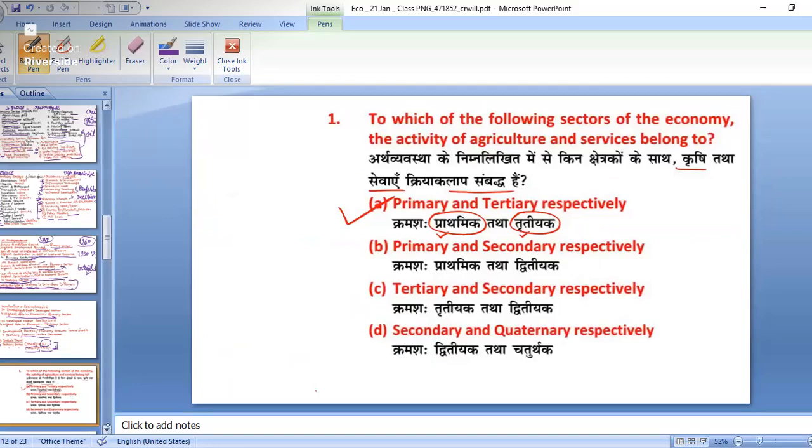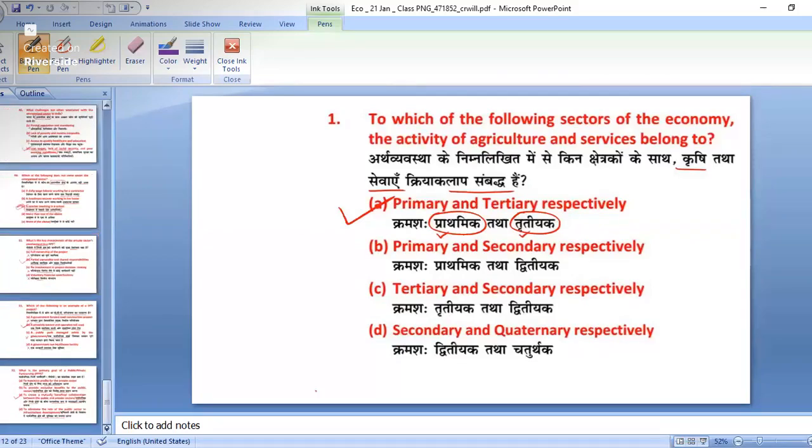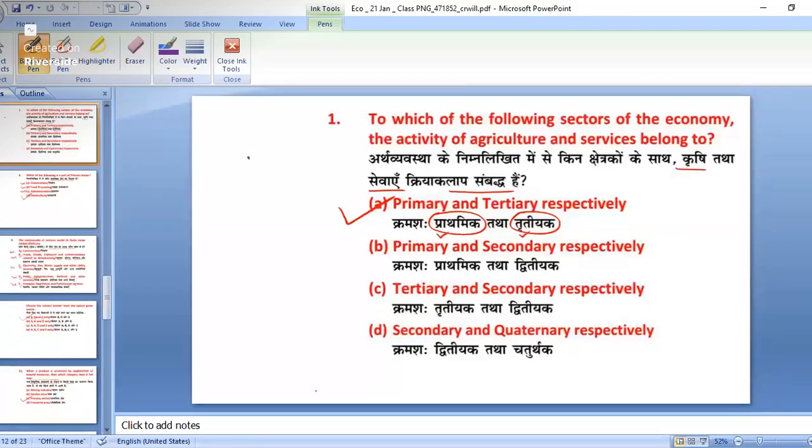Now we will see a few questions. To which of the following sectors of the economy do the activities of agriculture and services belong? Agriculture belongs to the primary sector, as we saw, and services belong to the tertiary sector. So this is correct.